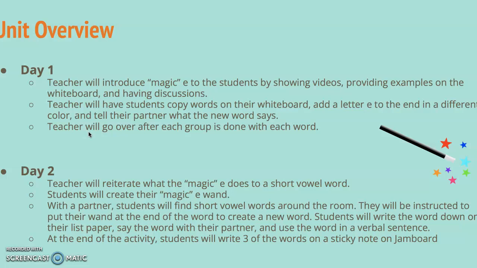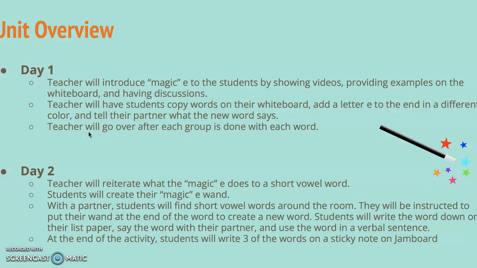Day two, the teacher will reiterate what the Magic E does to a short vowel word. Students will create their Magic E wand. When I say that, the students would each get a popsicle stick with a cutout of a letter E, whether it was printed off from Google or Teachers Pay Teachers. They would glue their letter E onto the end of their popsicle stick and decorate it however they would like to make their own creative Magic E wand.